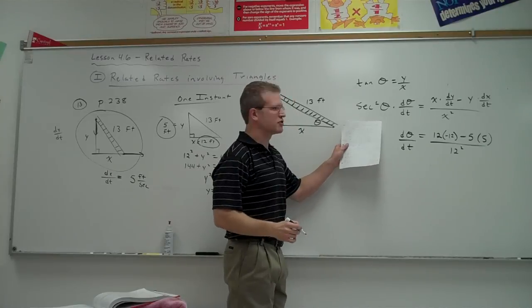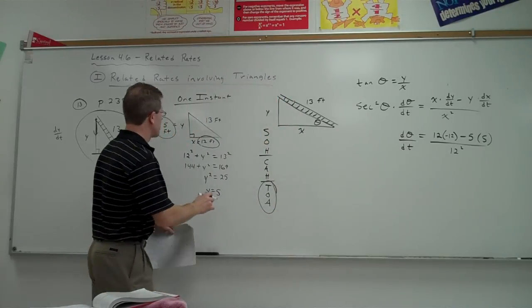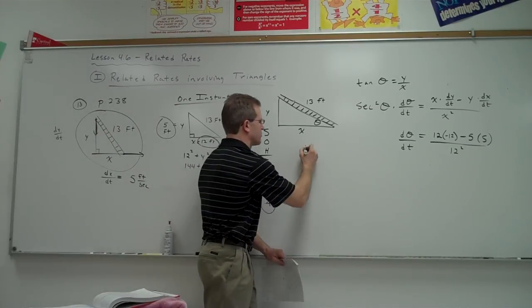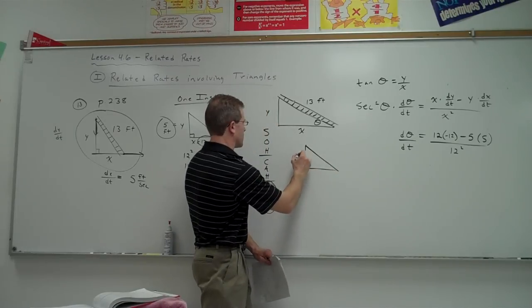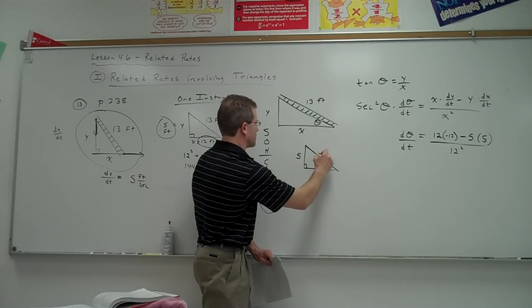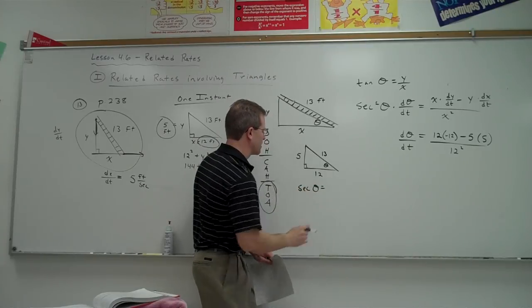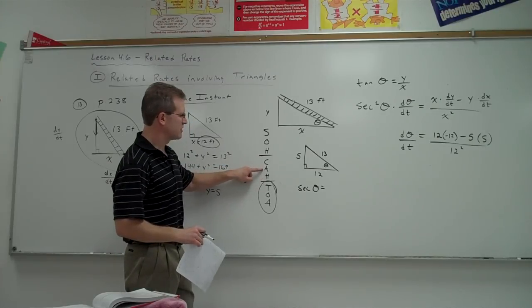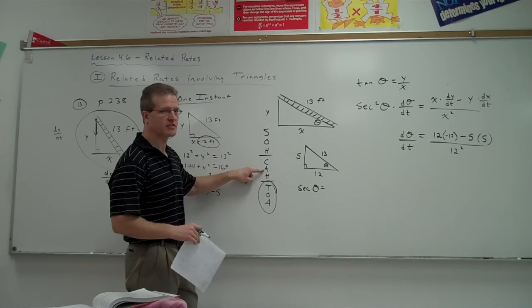Now, the one thing that might cause you problems is secant squared of theta. Well, we can go back to our picture, and we can figure out what the secant of theta equals. At our one instant in time, we know that y is 5, x is 12, and our hypotenuse is 13. Our secant of theta, cosine is adjacent over hypotenuse. Secant's the reciprocal of that. So I do hypotenuse over adjacent.